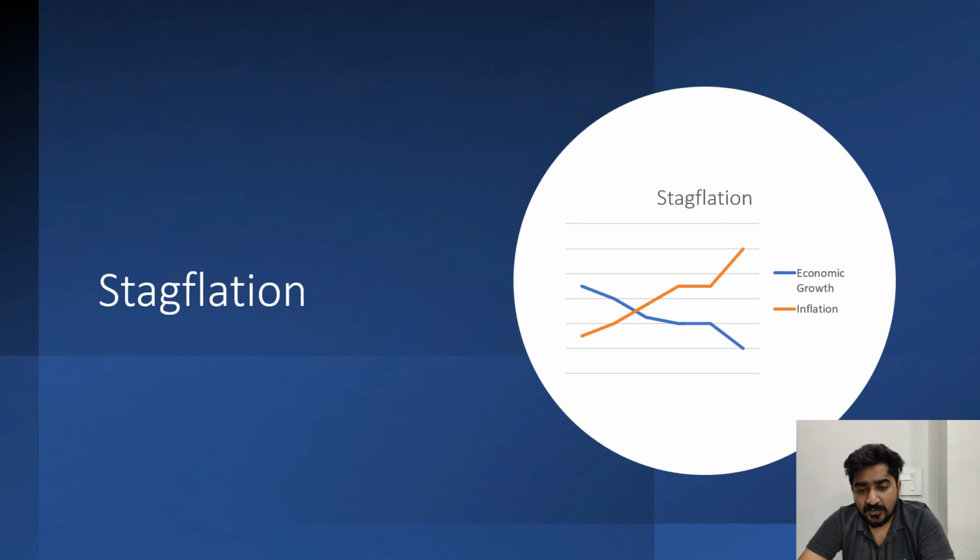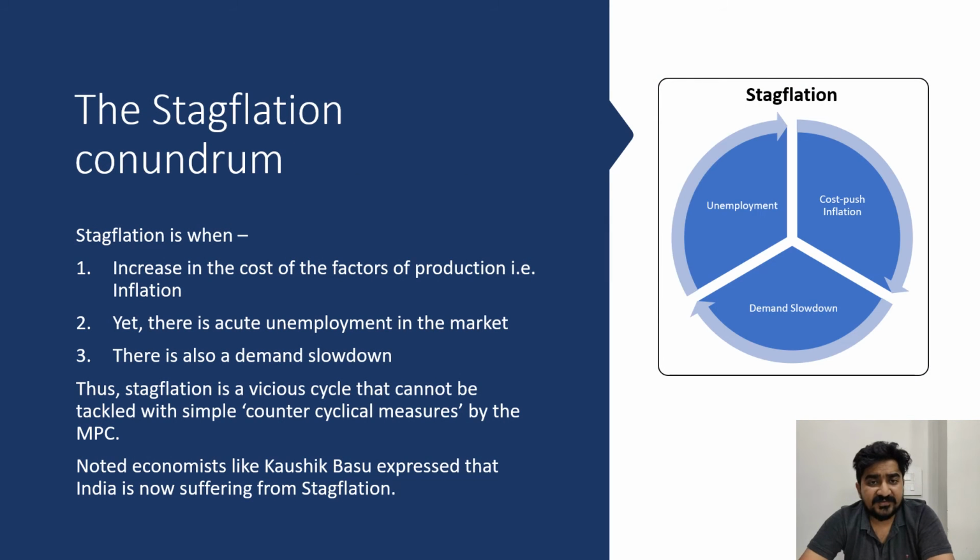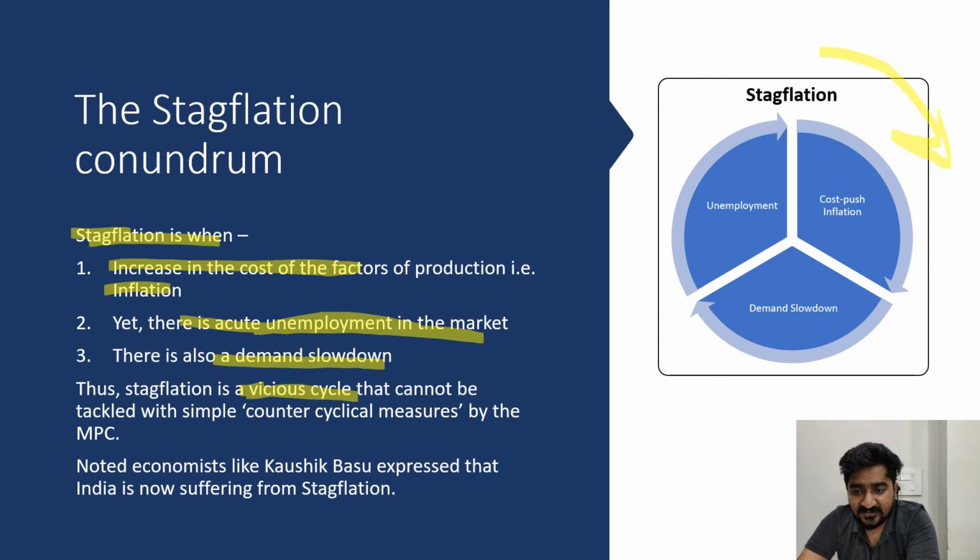Let's try and understand what we mean by stagflation. Stagflation is a curious situation that is created when, on the one hand, the economy is suffering from cost push inflation, and on the other hand, there is a demand slowdown and acute unemployment in the market. Thus, a vicious cycle is created wherein cost push inflation leads to demand slowdown, leads to unemployment, leads to further cost push inflation. This cannot be tackled by simple counter-cyclical measures by the MPC.